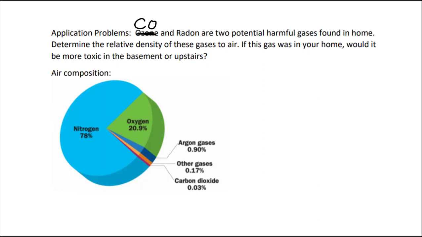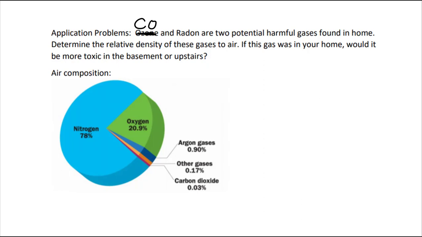Not ozone, that should be carbon monoxide. Carbon monoxide and radon are two potential harmful gases found in your home. Determine the relative density of these gases to air. If this gas was in your house, would it be more toxic in the basement or upstairs?